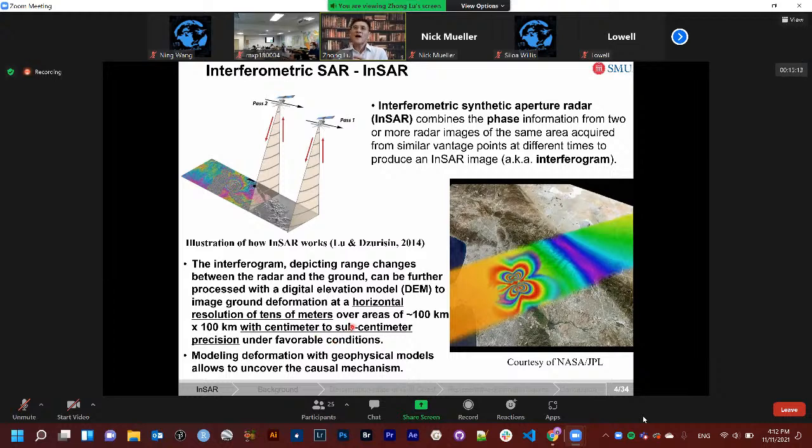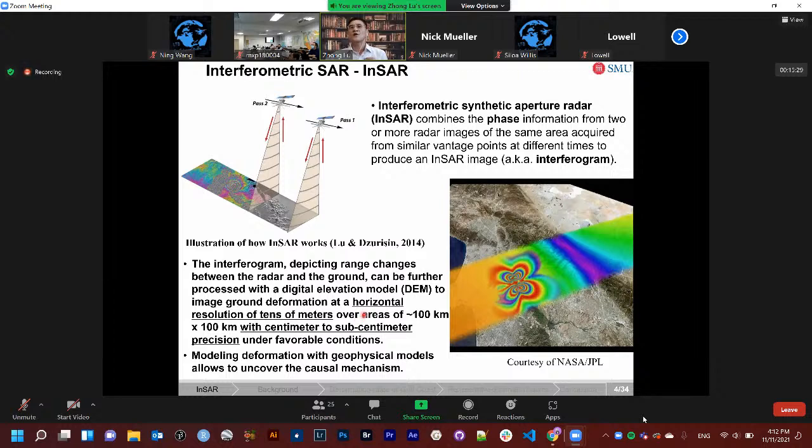The second part is, what happens if you already have a DEM of this area? Well, you can take that DEM effect out of your interferogram, and then you can generate the surface deformation map. So this is how we generate the deformation map based on two SAR images.